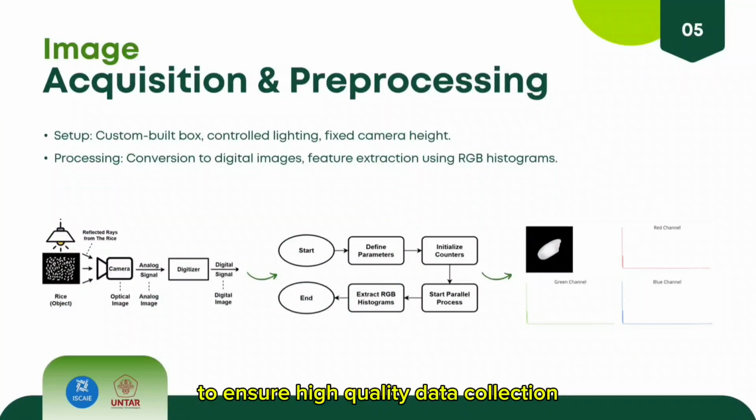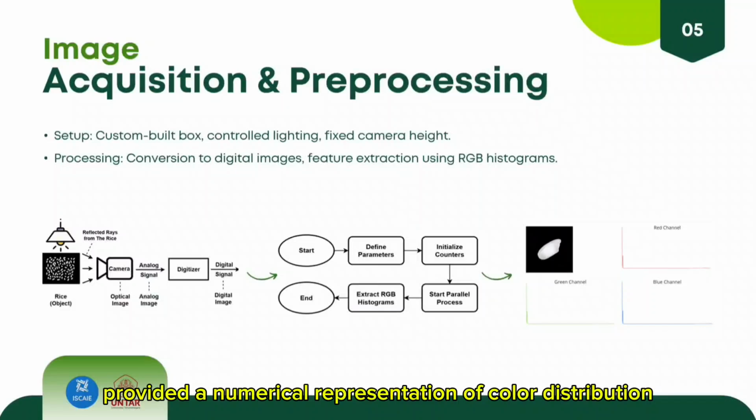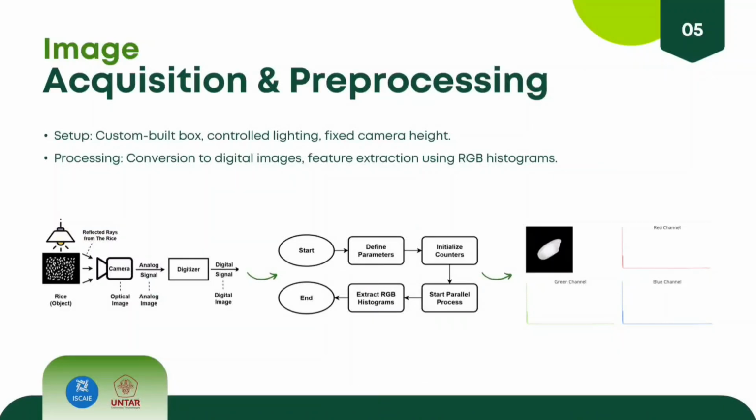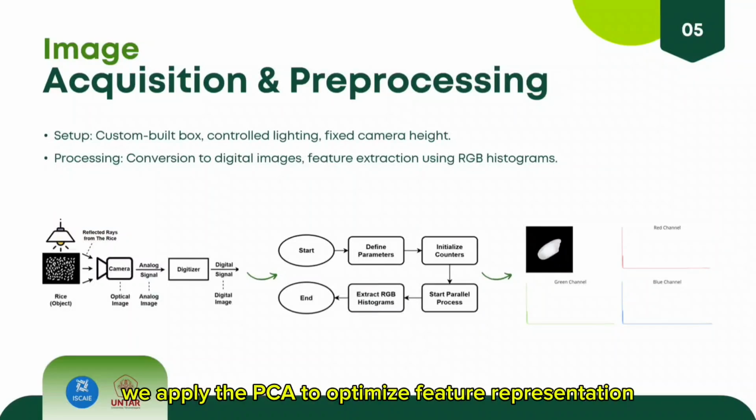To ensure high-quality data collection, we designed a custom-built imaging box equipped with controlled lighting and a fixed camera height. After capturing the images, we converted them into a digital format and extracted the RGB histogram features, which provide a numerical representation of color distribution in each grain. Once the images were pre-processed, we applied PCA to optimize feature representation.